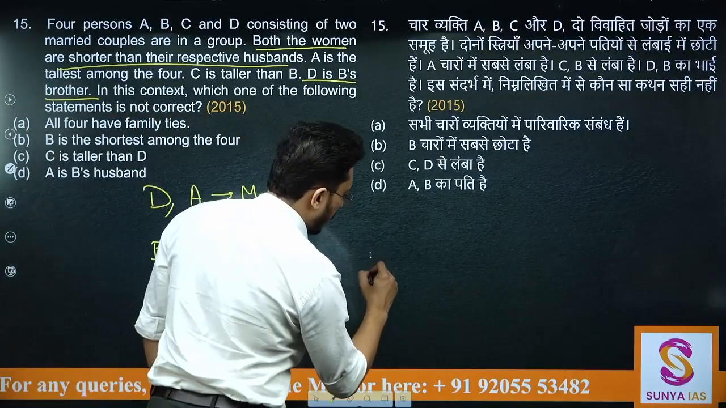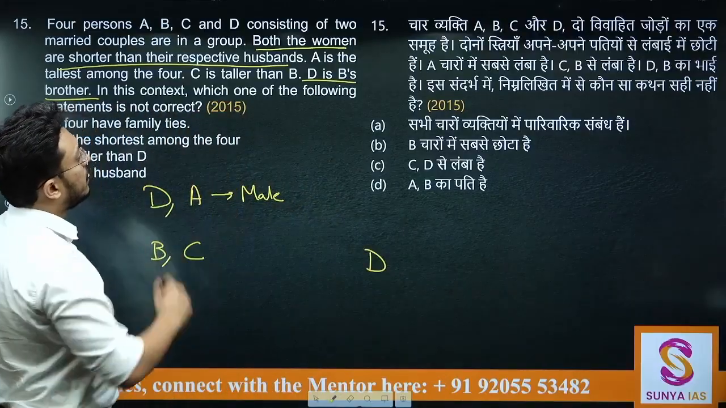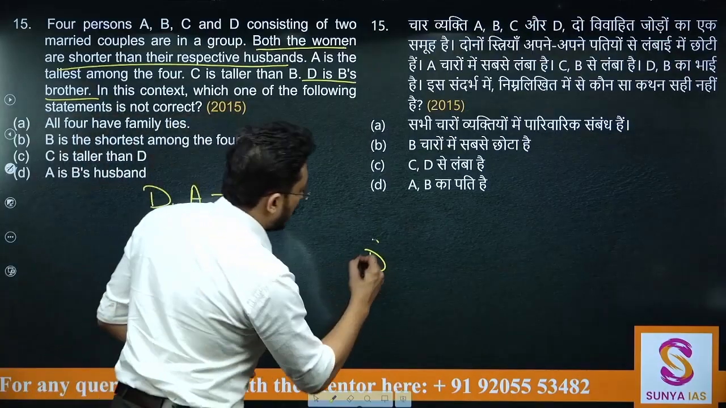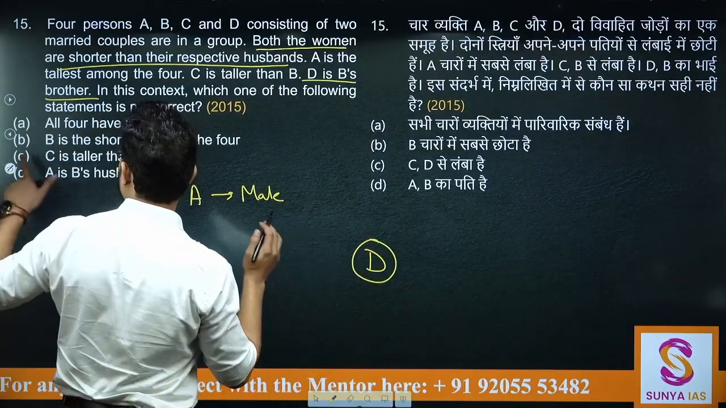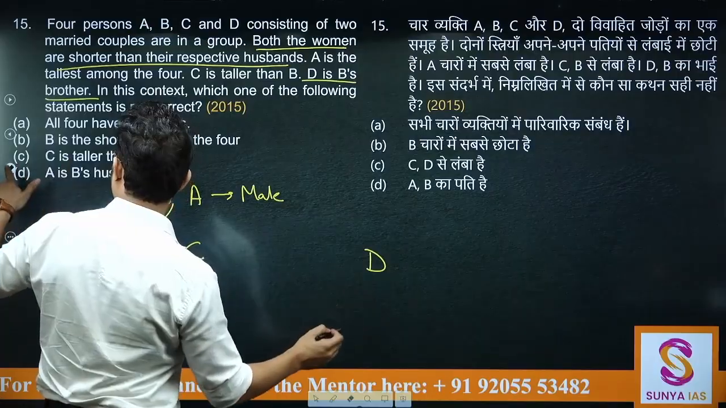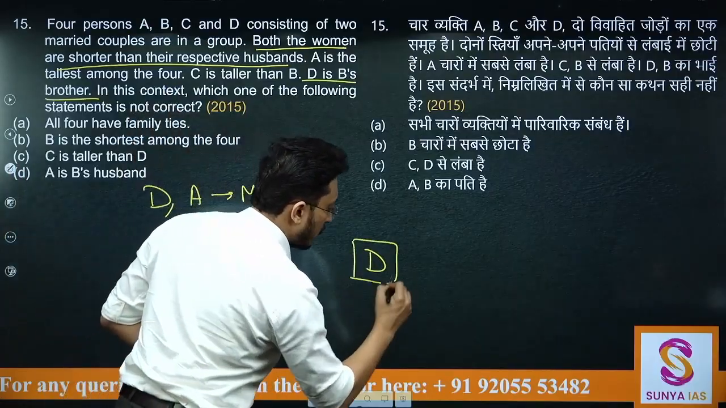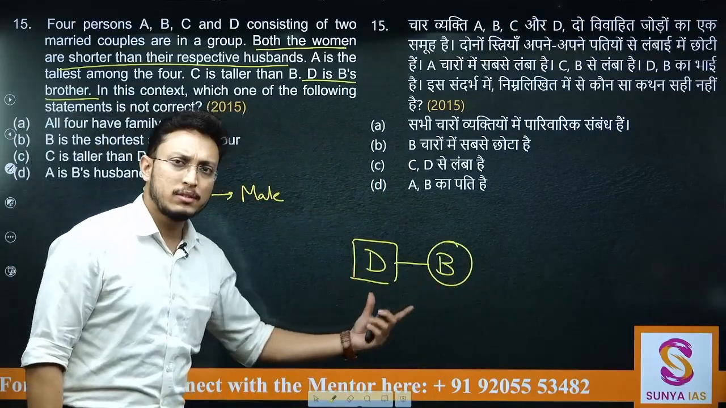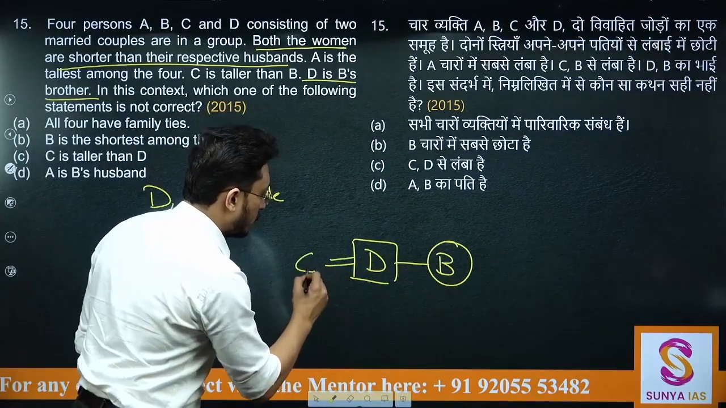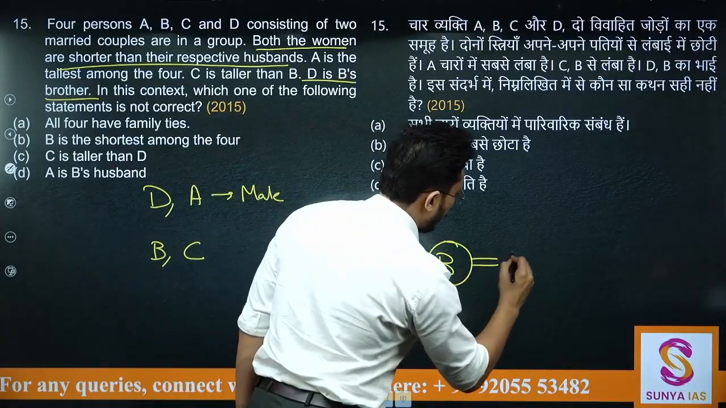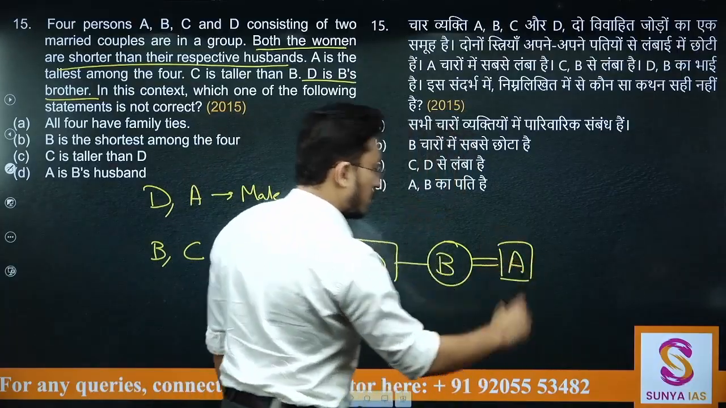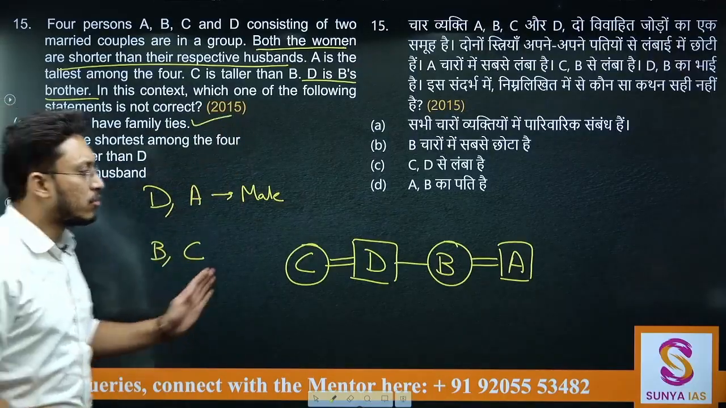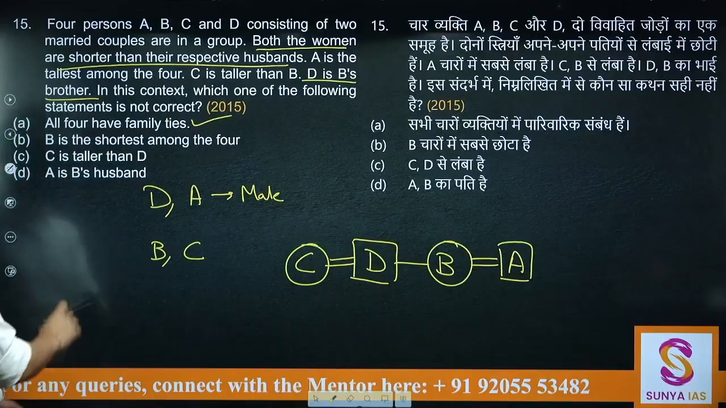Also it is given that D is B's brother. Sorry, so D is the brother of B. So we have a relation like this, and if these are brother and sister, can I say D has to be married to C and B has to be married to A. So we can have this relation. So all the 4 have family ties. Yes, all the 4 are having some family ties given here.